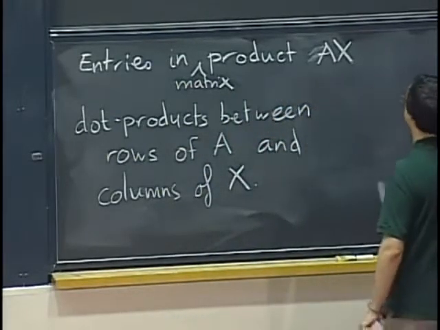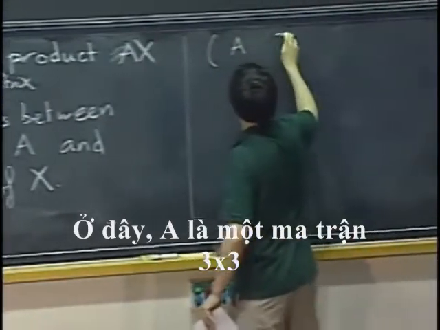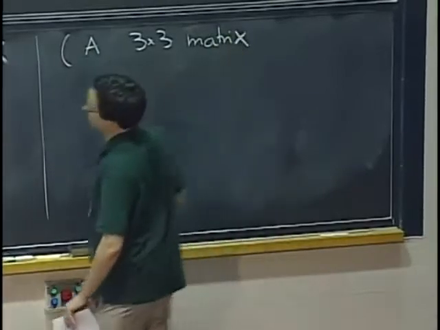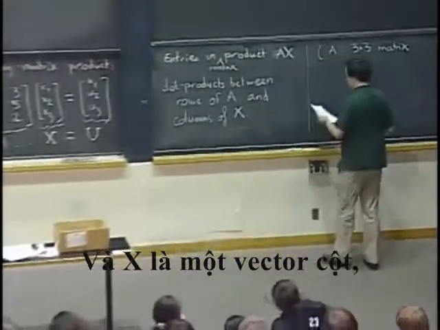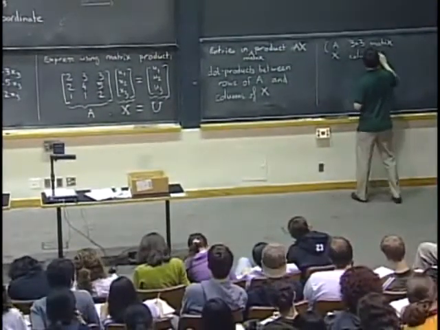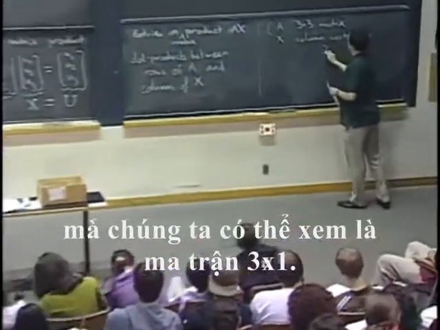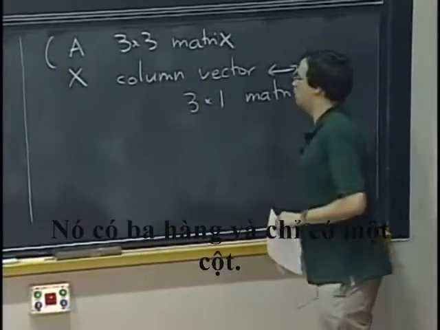Maybe I should say here, A is a 3 by 3 matrix. That just means there are 3 rows and 3 columns. And X is a column vector, which we can think of as a 3 by 1 matrix. It has 3 rows and only 1 column.